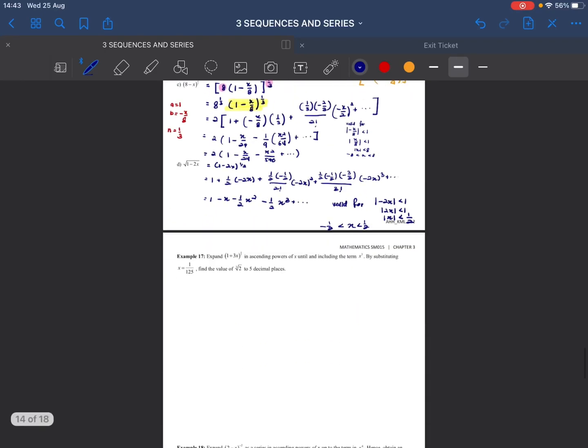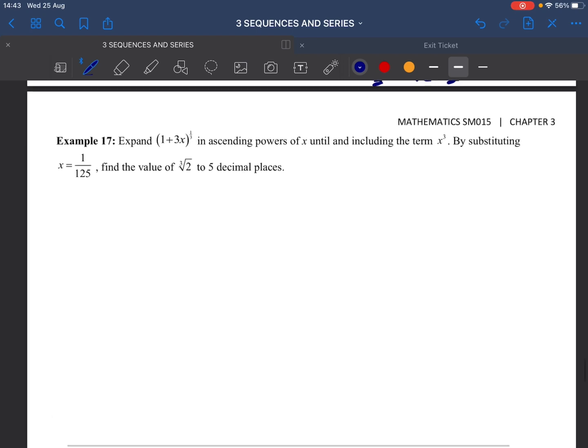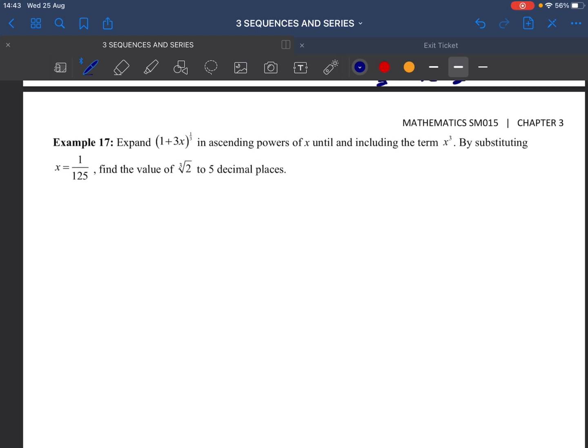So next we are going to proceed to this part, which is approximation. Okay, approximation. Tapi approximation hanyalah untuk n negative or n fraction sahaja. So okay, let's try this question. So before that, I want to explain macam mana kita nak buat.